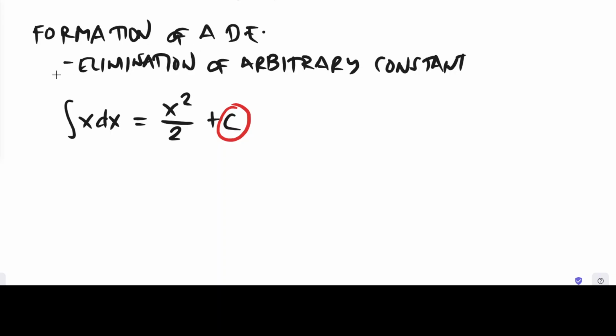So for this video, we will be talking about the elimination, rather isolation, method. This is the first method that we will discuss. In this method, we will isolate the constant and then differentiate, because the derivative of a constant is equal to 0. So if we isolate that constant and then derive, it will be equal to 0.